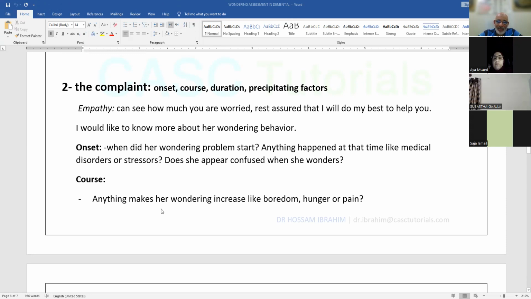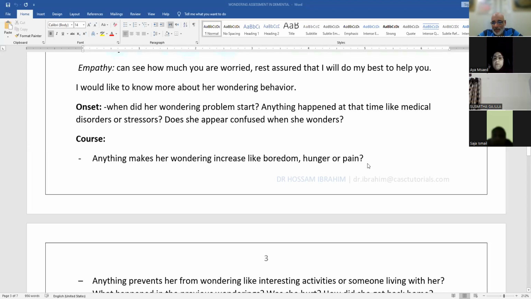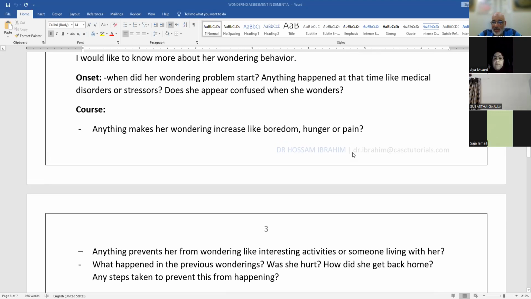After that, what happened? Does anything make this wandering increase, like boredom, hunger, or pain? This is very important because the story goes that this lady was wandering and she broke into a store in a random manner in order to bring some food. So she might be hungry. She's demented. She doesn't know how to deal with this hunger. So she went out, broke into a supermarket or a shop, and wanted to bring something to eat. We want to know what brings on this wandering, like boredom, hunger, or pain.